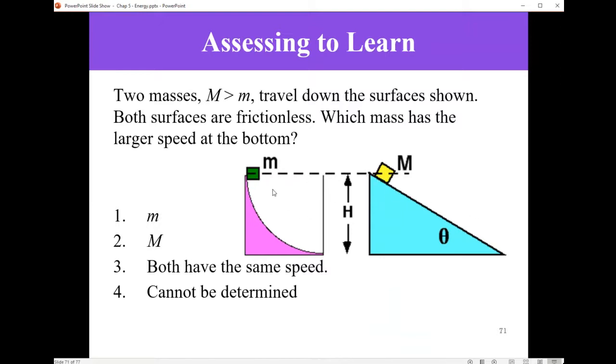Both surfaces are frictionless, so this is a conservative force situation. Mechanical energy is conserved. It only changes from potential into kinetic. So for this situation, both will have the same speed because both have the same height.